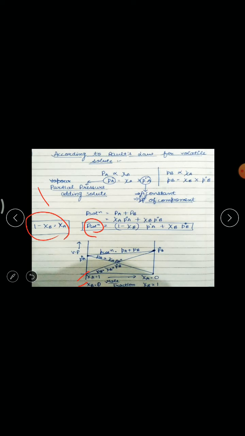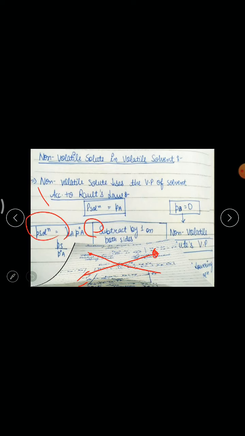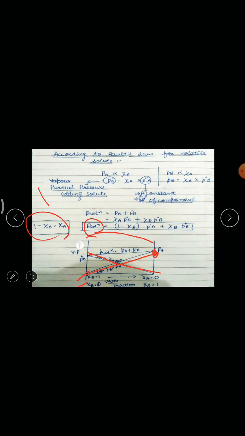And when we move towards the right, we notice that the pressure of A decreases because the mole fraction of B increases. And when we get back, we see that the pressure of B decreases as we approach the mole fraction of A equal to 1. And the total pressure of the solution is obtained from this line joining the pressure of both.